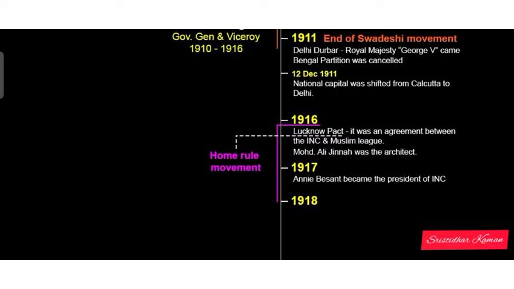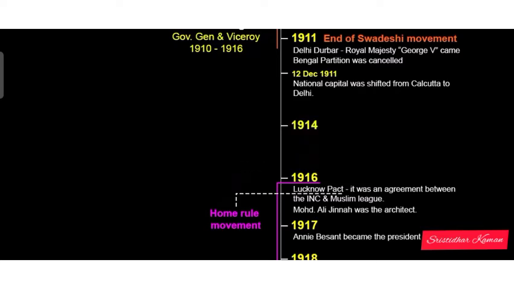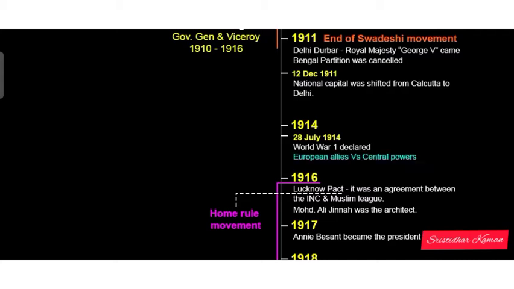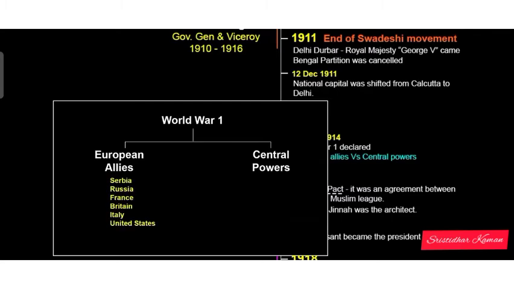Now before the Lucknow Pact, I want to take you 2 years behind, to India in 1914. As we all know, World War I was declared on 28th July 1914. India played a significant part in World War I. However, India's part in the war is frequently overlooked. It was fought between multiple countries by forming alliances. Serbia, Russia, France, Britain, Italy and the United States were on one side under the title European Allies. They were fighting against Germany, Austria-Hungary, Bulgaria and the Ottoman Empire, who together formed the Central Powers. It ended with the defeat of the Central Powers.